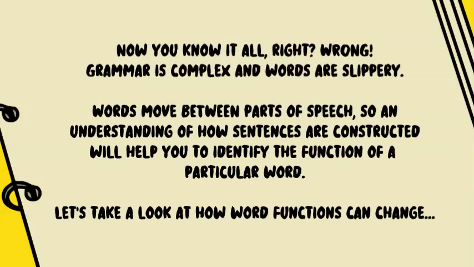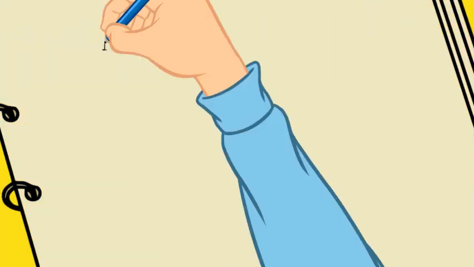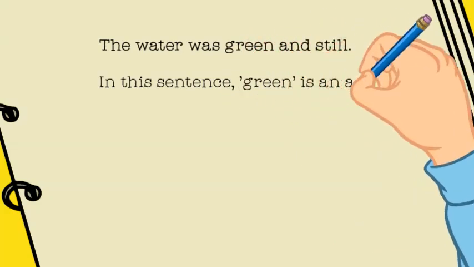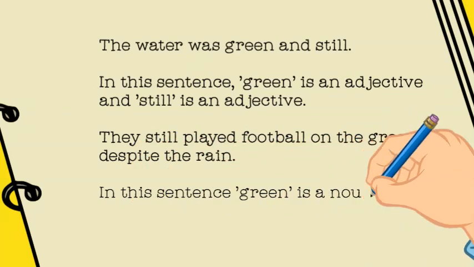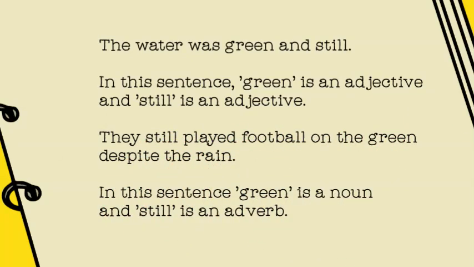So what we're now going to do is have a look at how the function of a word can change according to its place in a sentence. In the sentence, "The water was green and still," both green and still are adjectives, so they function as descriptive words that refer to the water. However, in the example, "They still played football on the green despite the rain," green becomes a noun and still becomes an adverb, because the green refers to the grass that they're playing football on, and still refers to them playing football in spite of the rain.